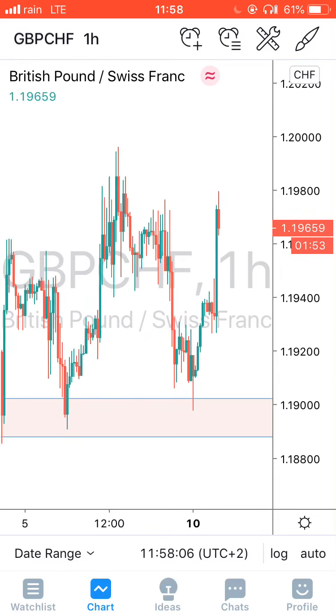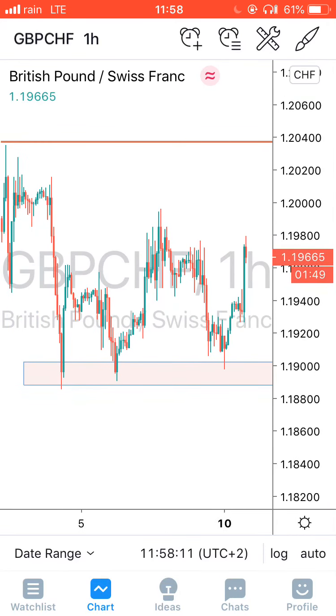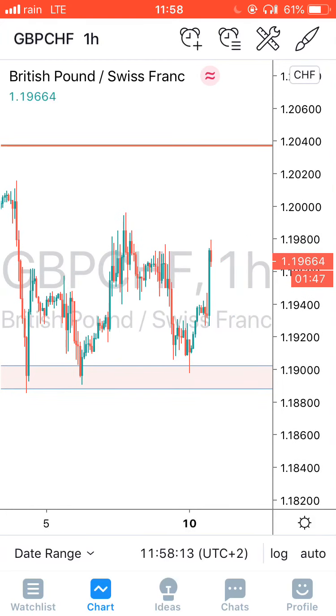This is basically how I judge, for example, when I'm opening a position. If I open a buy position on pound CHF, I expect my position to be relatively quick because I've traded one of the strongest currencies against one of the weakest currencies currently.